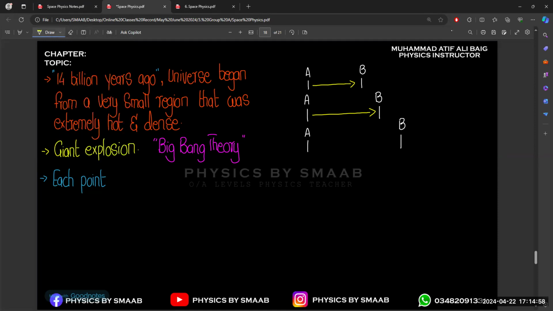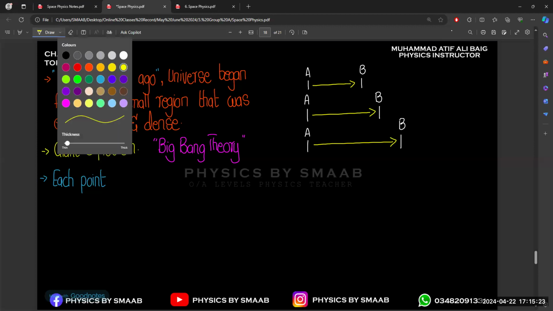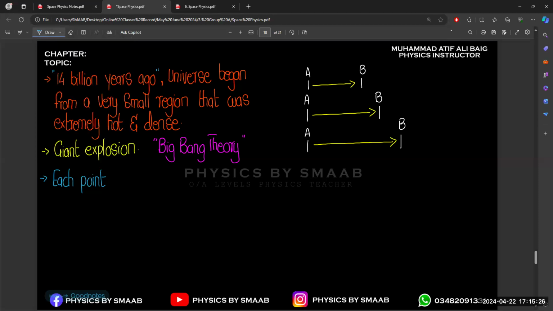So again, light will take more time as compared to the previous observation, because this point B is continuously expanding, it is moving away from point A. So in this way, this is just for the idea that we can identify that something is expanding, something is moving away. So if one body is expanding, one body is moving away, so definitely all the other bodies of the space, all the galaxies are also moving away from each other. So this is the idea taken by the Big Bang.